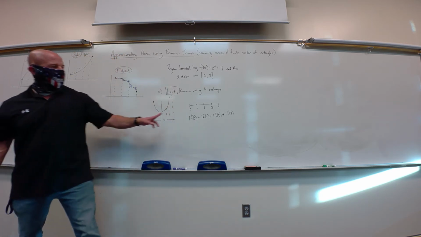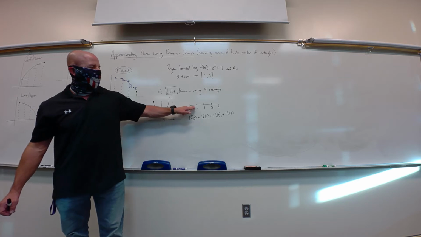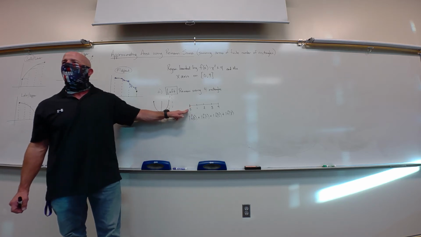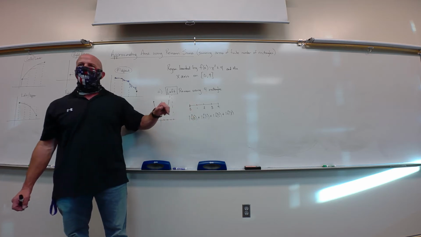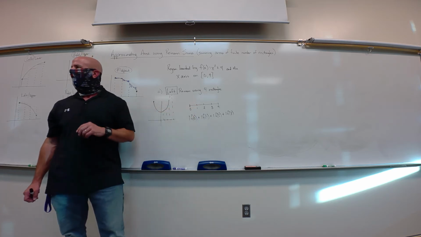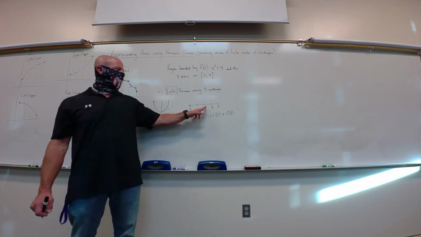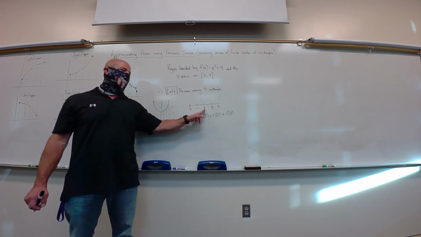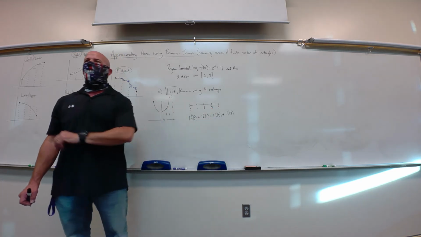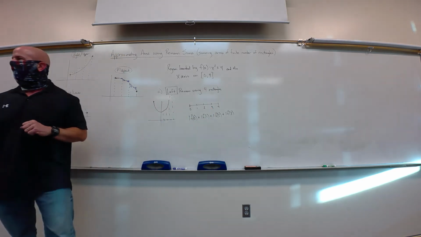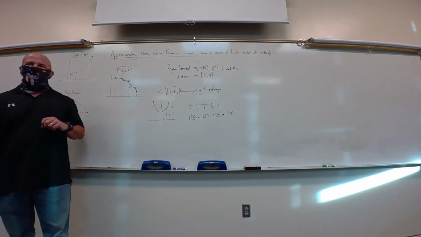So my first rectangle is between 0 and 1. What's the left side? 0. My second rectangle is between 1 and 2. What's the left side? 1. My third rectangle is between 2 and 3. What's the left side? 2. Fourth rectangle is between 3 and 4. What's the left side at 3? Everybody okay with that? All right.